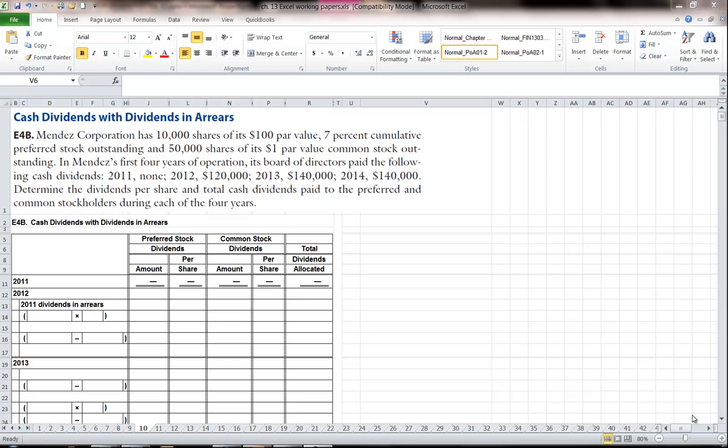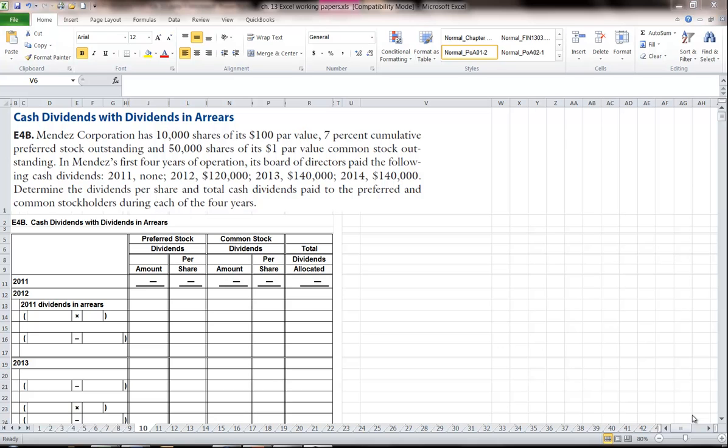In this example, we will be looking at cash dividends with dividends in arrears. Dividends in arrears occurs when we have cumulative preferred stock outstanding. Cumulative preferred stock means that our preferred stockholders are entitled to a certain amount that is based on the number of shares outstanding, the par value, and the interest payment. And if they do not receive those in a certain year, then they have to be paid in following years, assuming that the amount declared by the board of directors allows that to be done.